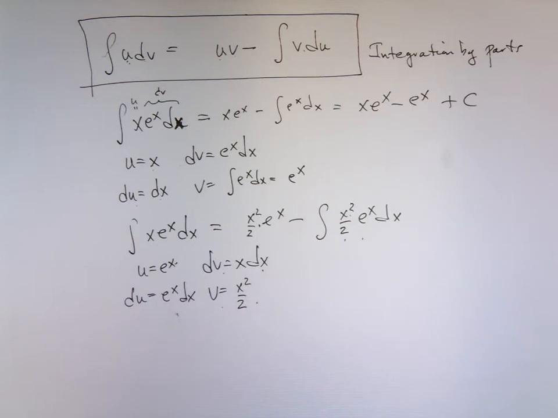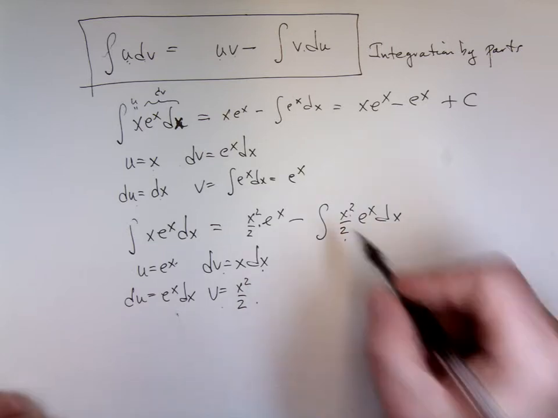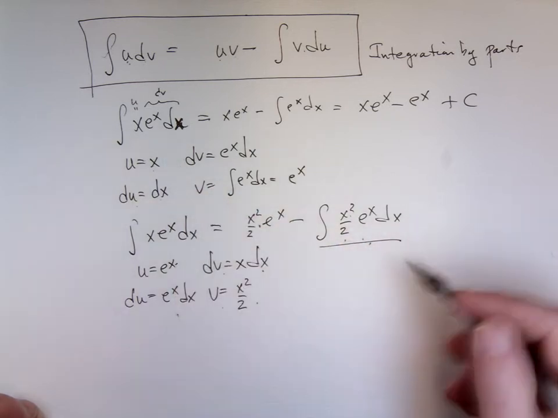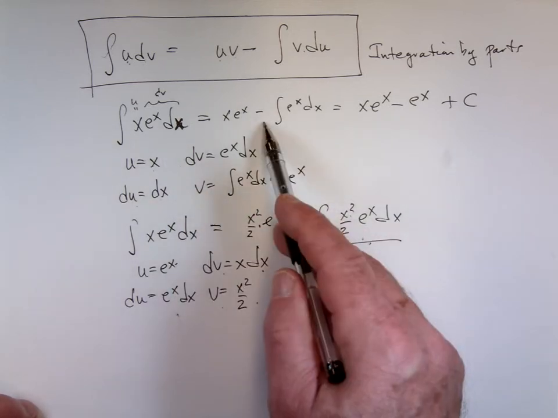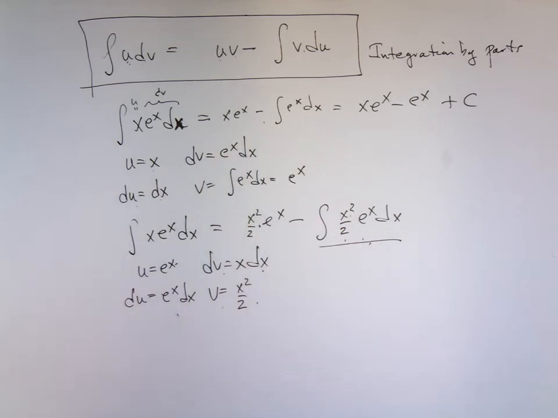No, yeah, you're right, because that's just way more complicated than what we started with. What you could do is take this and break it down by parts. You'd have to do parts twice. But what would you end up with? You'd eventually be able to get it. But when you make these assignments and you end up with an integral more complicated than what you started with, a sure sign you want to do something else.